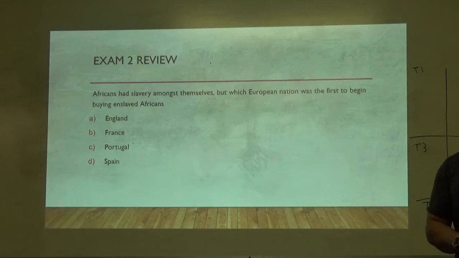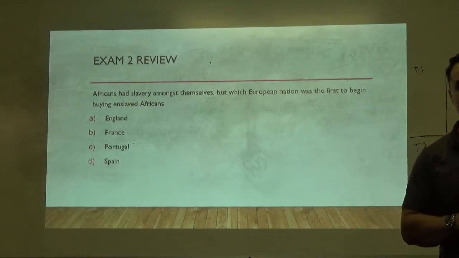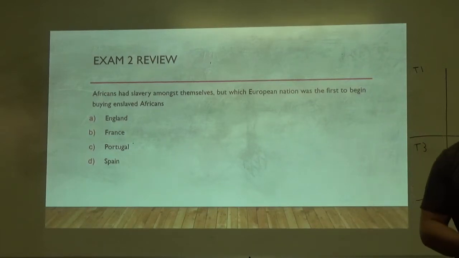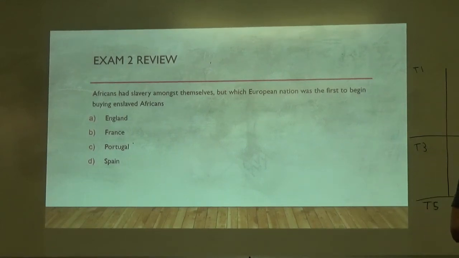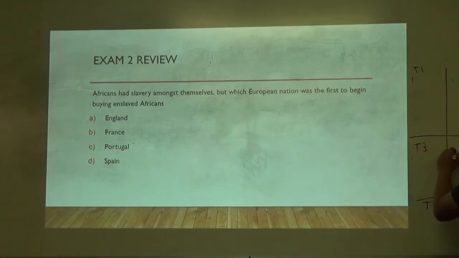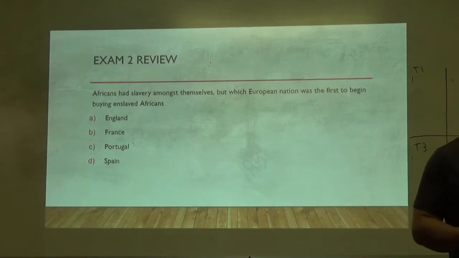Africans had slavery amongst themselves, but which European nation was the first to begin buying enslaved Africans? Don't hold up your signs until I call for it. Was it A, England, B, France, C, Portugal, or D, Spain? Give it a few seconds. Everyone's going to raise it up at the same time, so I will let you know. Just about every team's ready, so all right, we'll do it now. 3, 2, 1. Yep, everyone got that right. And it's sealed. We should be able to keep track of that.